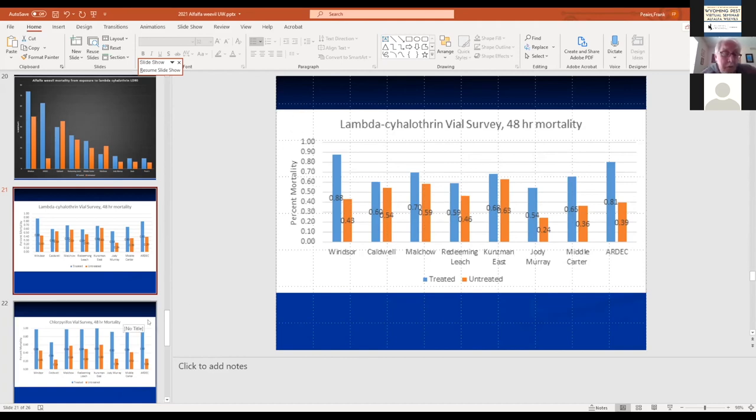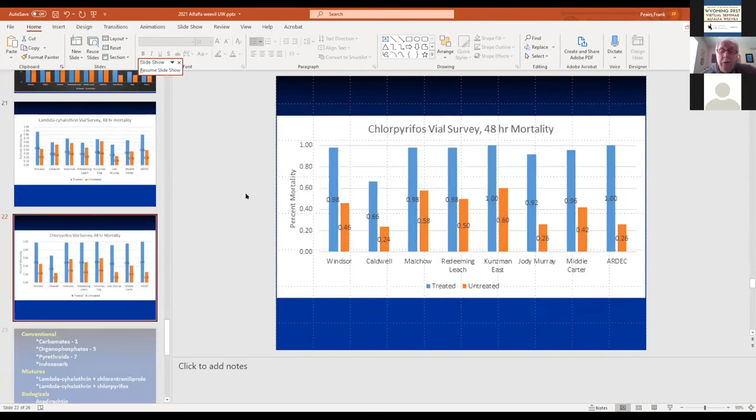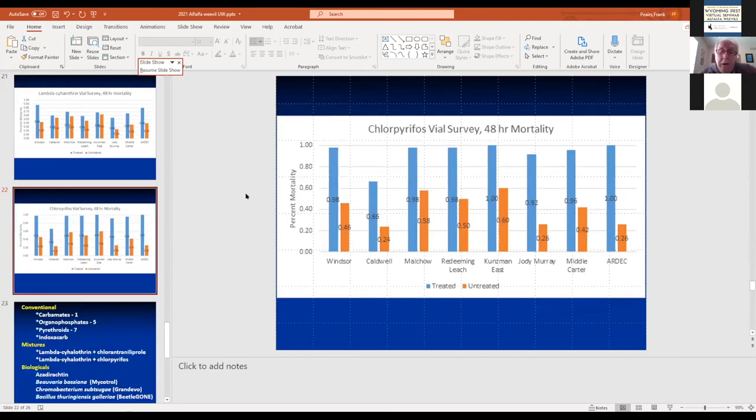This time we also were able to look at chlorpyrifos, and really in this year, this would be 2020, we did not see resistance to chlorpyrifos with one possible exception at Caldwell.